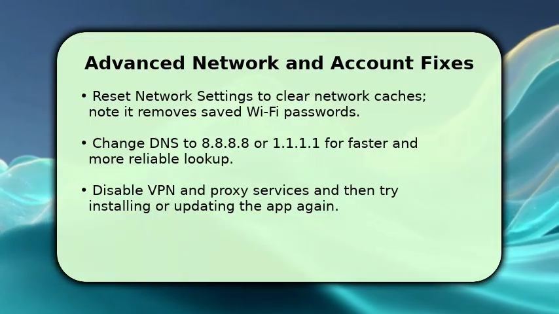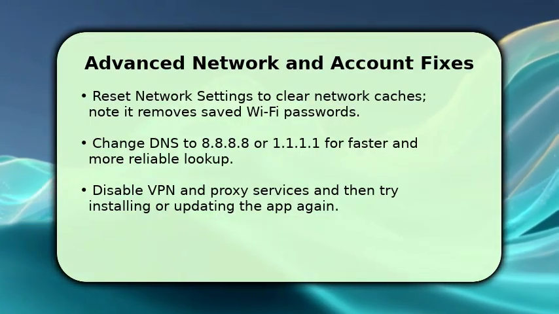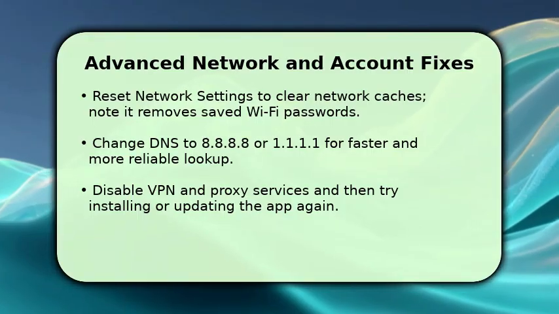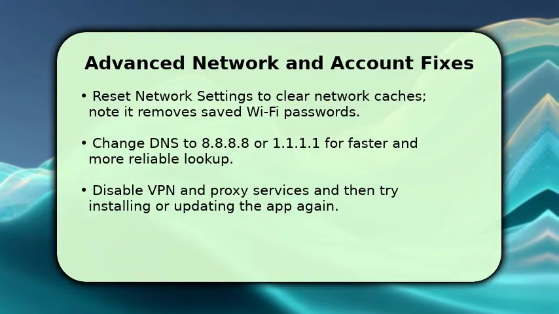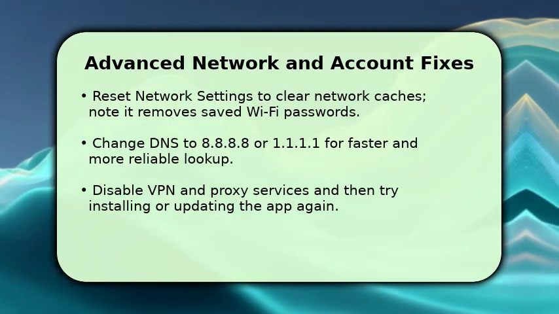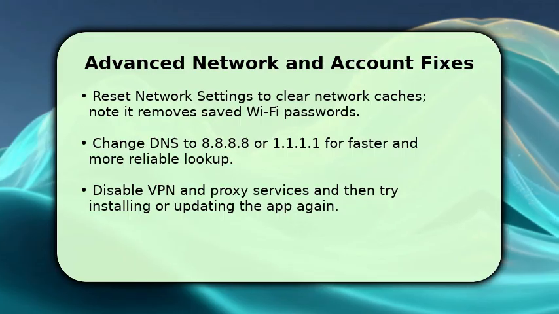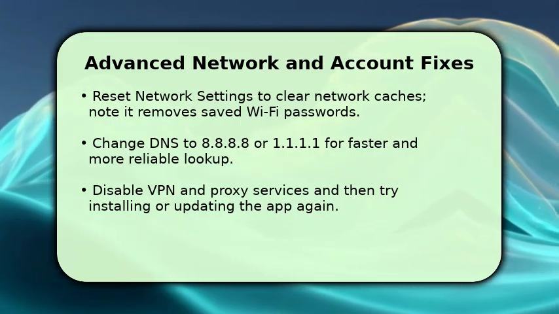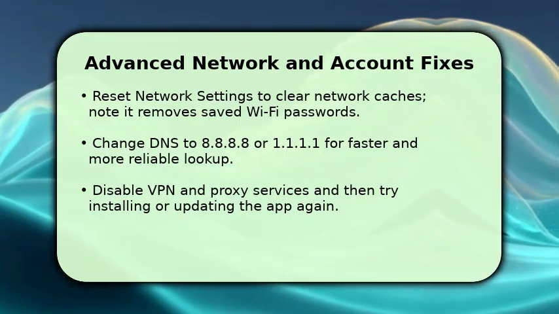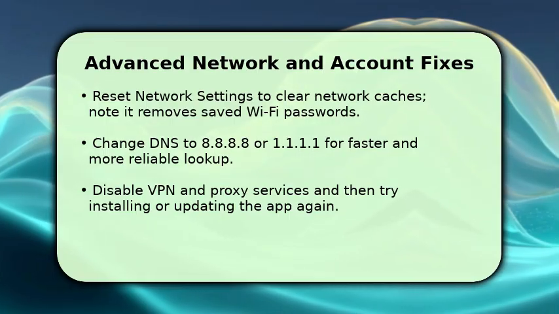Remember, this removes saved Wi-Fi passwords, so have credentials ready. You can also change DNS to 8.8.8.8 or 1.1.1.1 in Wi-Fi settings for faster and more reliable lookups. Disable any VPN or proxy apps that may block App Store connections and then retry downloads.